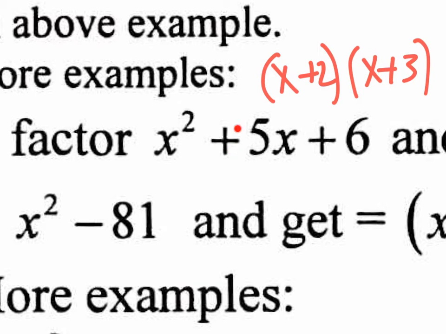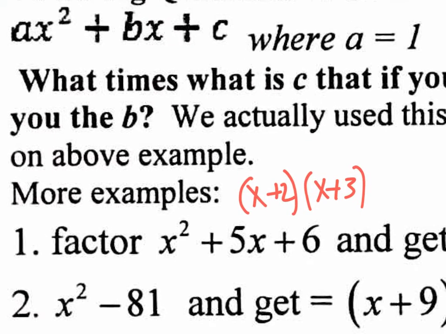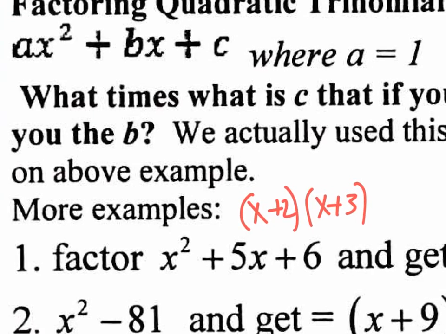Now, if this would have been a negative 5, then it would have been a negative 2 times a negative 3, because that would have given you a positive 6. And if you added the negatives, it would get you a negative term. So you got to be careful with the signs, and you got to be able to think of the multiples of c that combine together to give you b.